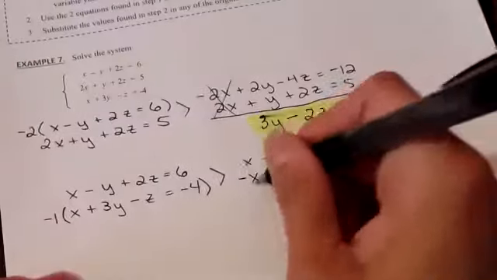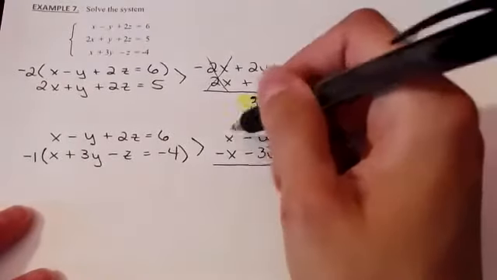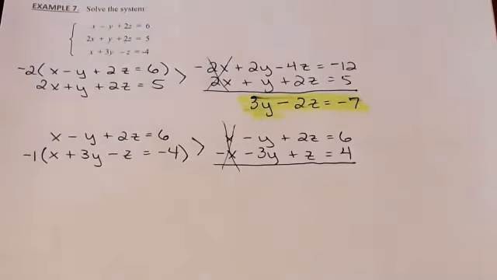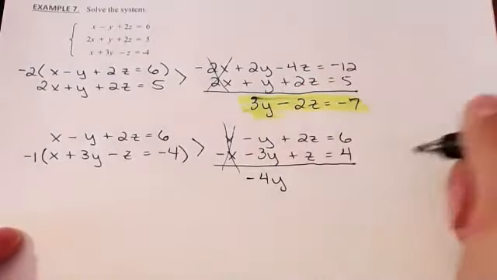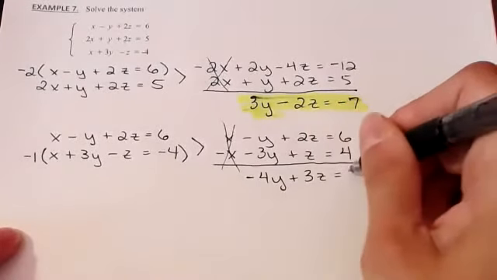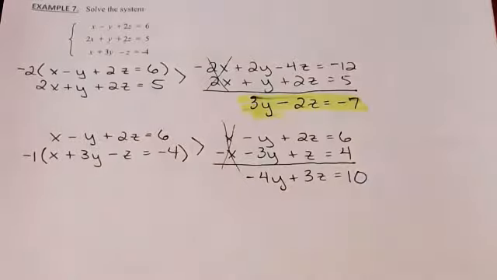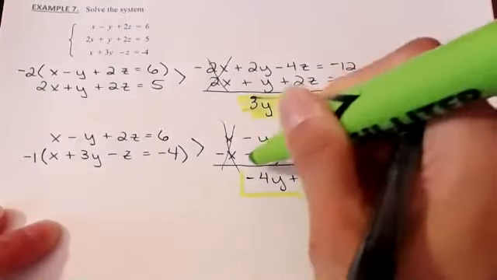I can now combine both of these equations and notice that x is eliminated again. That's exactly what we were looking for. This leaves me with negative 4y plus 3z is equal to 10. Perfect. So I have my second equation that has the same exact 2 variables.